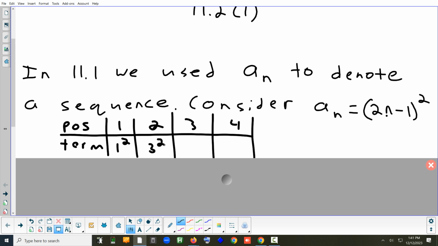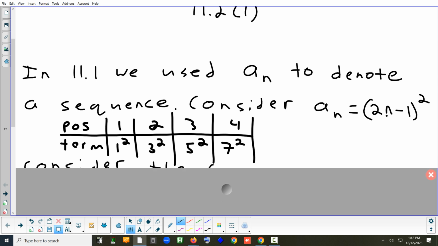And then when you plug in 3, 2 times 3 is 6. And then minus 1? 5. 5 squared. Any guess on what the next one is? 7. 7 squared. If you write it like that, it makes the pattern easy to see. It's odd numbers squared, starting with 1.